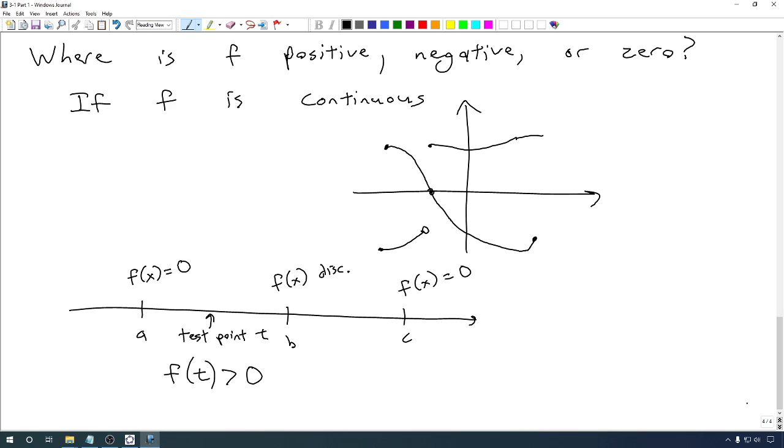Well, in our particular example, the particular problem that we're trying to apply this to, we're actually not looking at where the original function is positive, negative, or 0, though that can sometimes be useful to do. But we're more concerned about where the derivative is positive, negative, or 0.